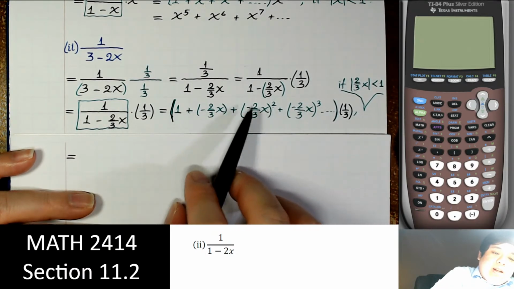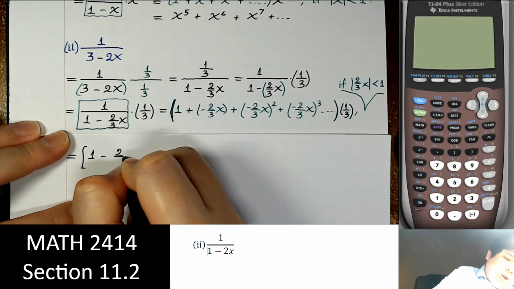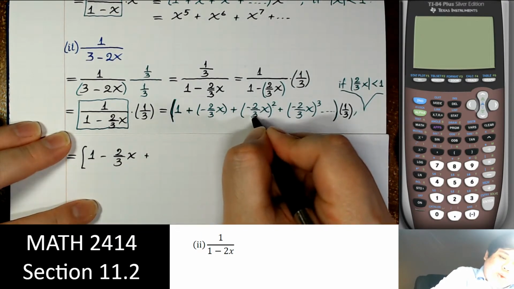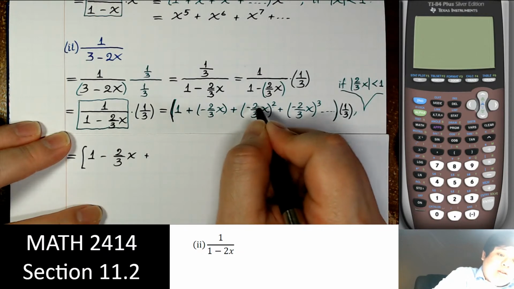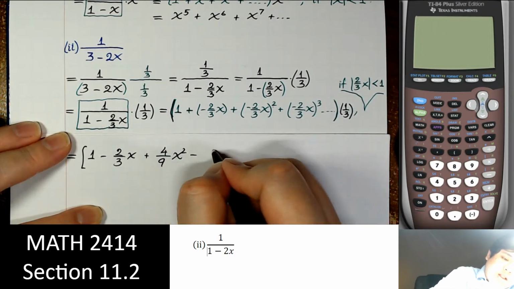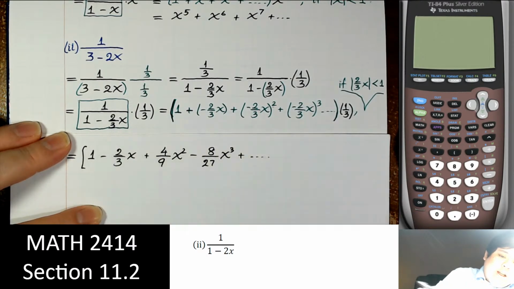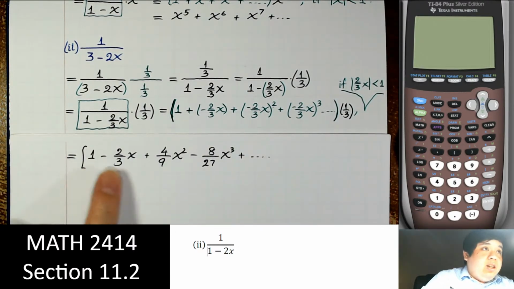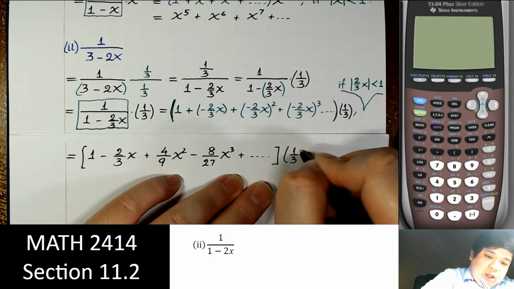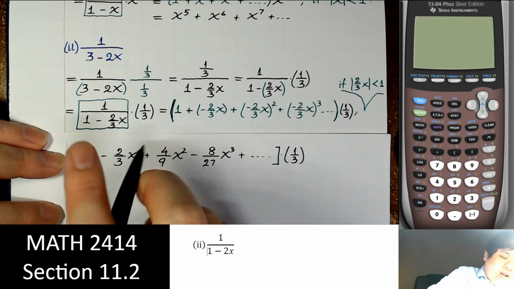The powers, if it is even, is positive. If it's odd, it's negative. So we have 1 minus 2 over 3x plus 2 over 3 square, negative square is positive, 2 square is 4 over 9 x square, and then minus 8 over 27 x cubed, and then so on. So you will see that the signs are alternating, and then times 1 over 3 on the back, which multiply 1/3 to it.